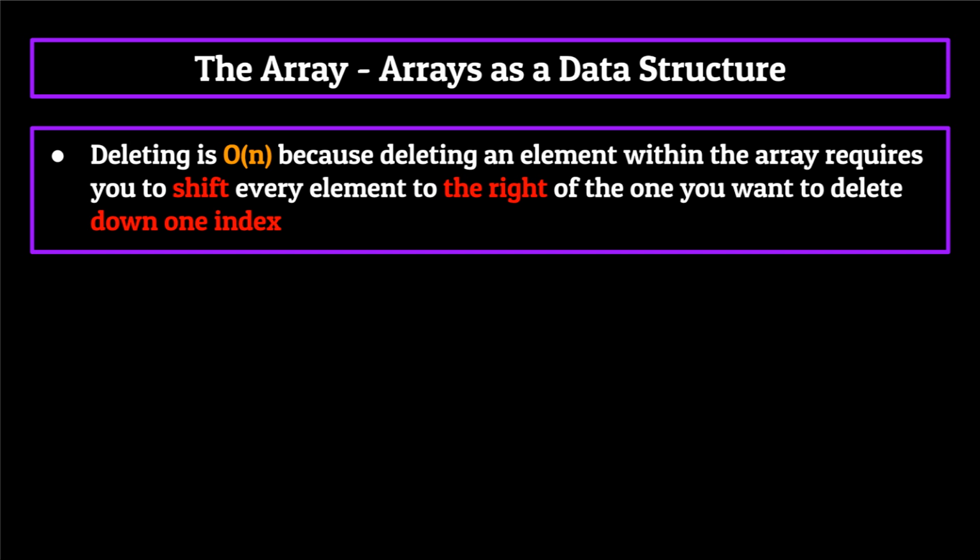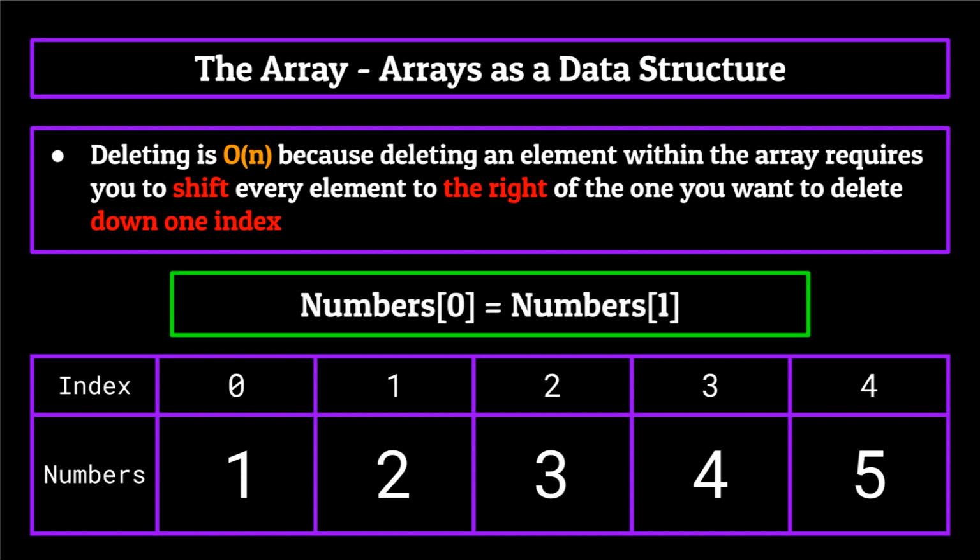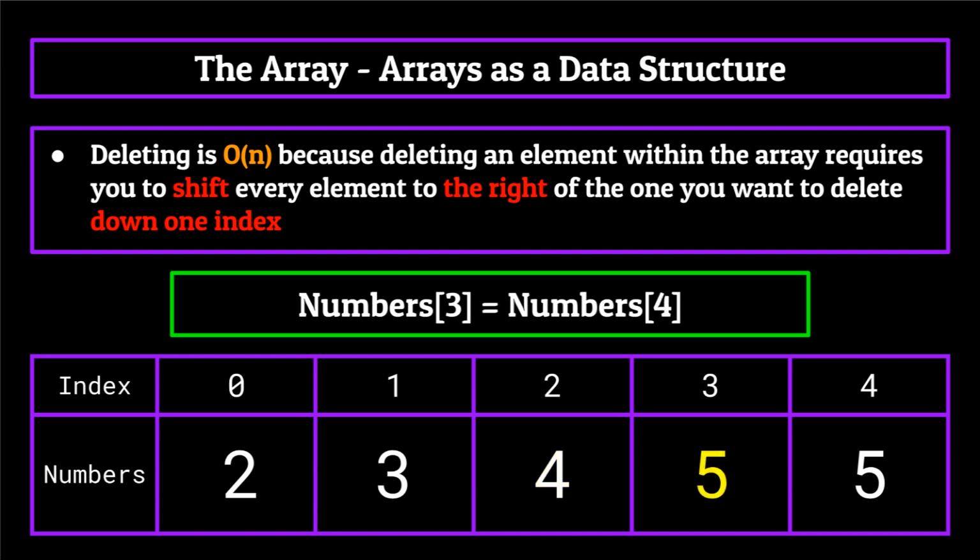Deleting an element from an array follows mostly the same idea. You shift every element to the right of the one you want to delete down 1 index, and essentially you have deleted that element. Again, let's say we had an array of numbers 1 through 5. Only this time we want to delete the number 1 at the 0th index. What we would do is set the 0th index to whatever is contained at the 1st index, in this case the integer 2. And then we simply repeat this process until we get to the end of the array, finishing it off by setting the last element in the array to be some null value.